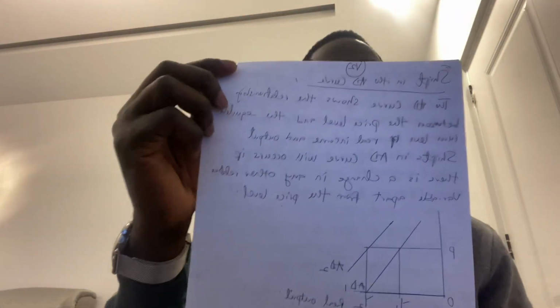So we go to shift in the AD curve. Shift in the AD curve. The AD curve shows the relationship between the price level and the equilibrium level of real income and output. A shift in the AD curve will occur if there is a change in any other relative variable apart from the price level.